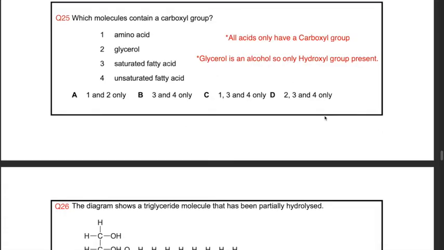Question 25. Which molecules contain a carboxyl group? All acids will definitely have a carboxyl group, or a COOH group. Therefore, since only 1, 3 and 4 talk about acids, the answer should be C, 1, 3 and 4 only. Why is 2 incorrect? Because 2 is an alcohol molecule, so only hydroxyl groups are present and it doesn't have carboxyl groups. Hence the answer is C, 1, 3 and 4 only.